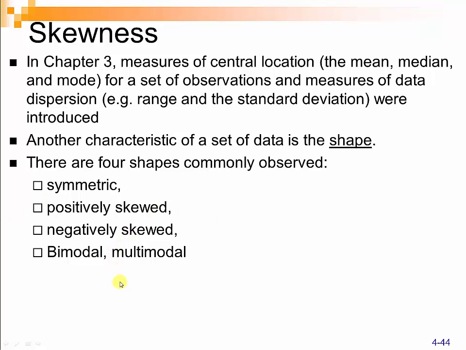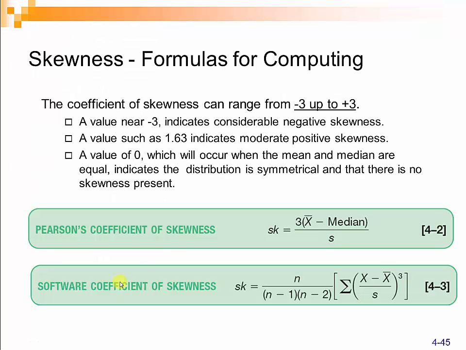But there's actually a calculation that you can do to determine the skewness, and that formula is right here. There's the Pearson's coefficient of skewness, and then the software coefficient of skewness. Now the Pearson's coefficient of skewness, as you can see, is a less complex formula to calculate. And this is perfectly acceptable to use if you want to manually calculate the coefficient of skewness. Some software programs will have a much more complex calculation that you can see in the software coefficient of skewness.